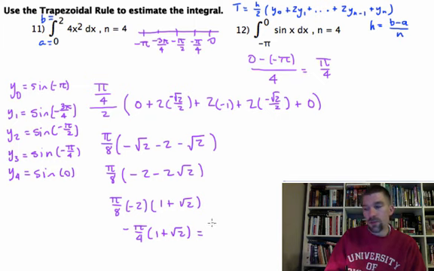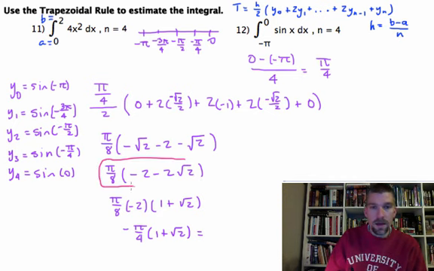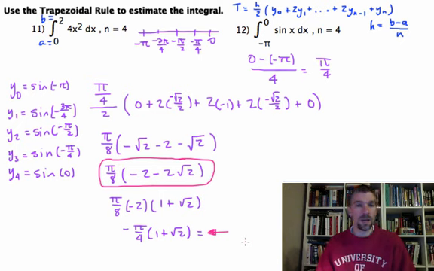Or you could put 1 plus root 2 over 4. So I would take this answer right here. I'd be pretty happy. I may find some bonus points for you if you can get to this answer without a big issue. Okay, so there you go, trapezoid rule. And remember, these are approximations, not exact answers.